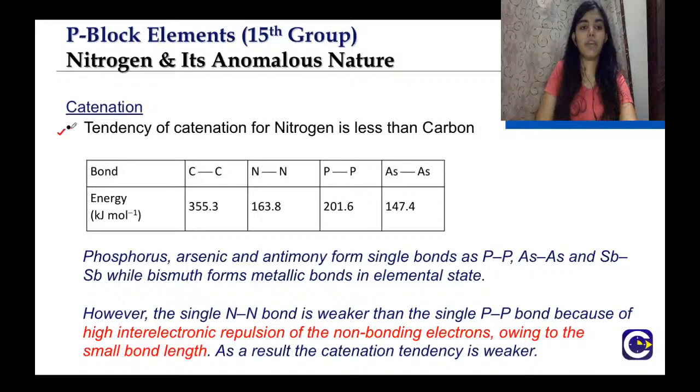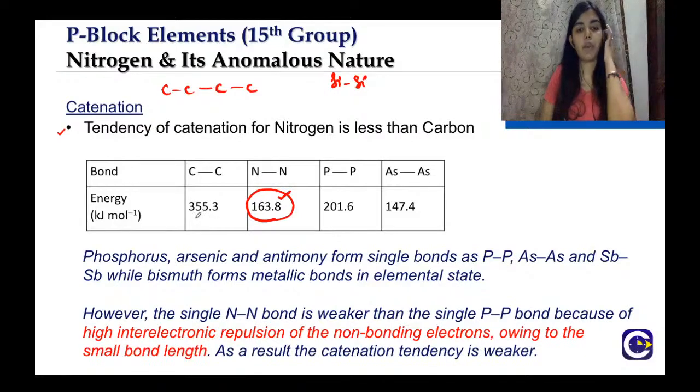Now this is also very important, as we have seen that carbon has a catenation property, that means it can form longer chain bonds with itself, right? Similarly silicon also shows catenation, but nitrogen has a very low catenation property, because the nitrogen bond is weak. Can you see here? Here the bond dissociation energy of the carbon bond is 355.3, while in the case of nitrogen it is 163.8. Okay, so phosphorus, arsenic and antimony form single bonds, that is P-P, As-As, Sb-Sb, while bismuth is a metal, so it forms metallic bonds in its elemental state.